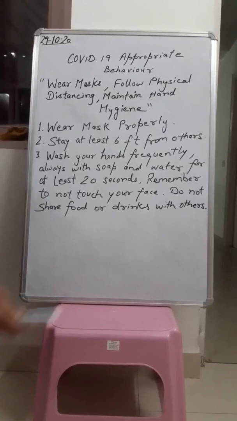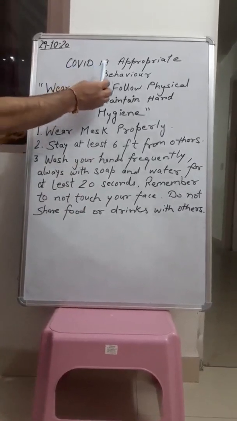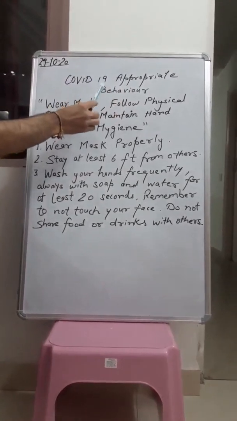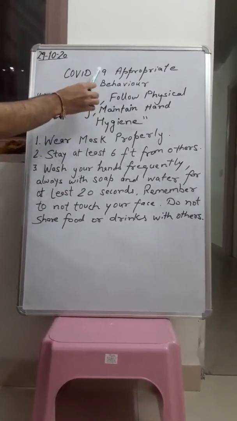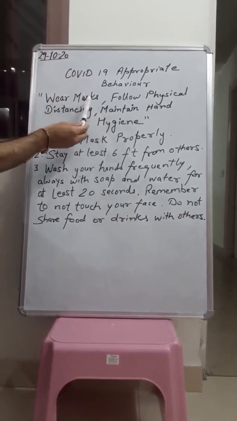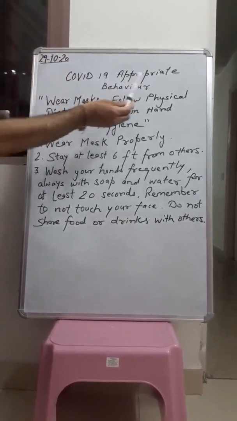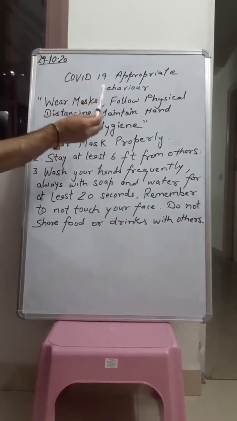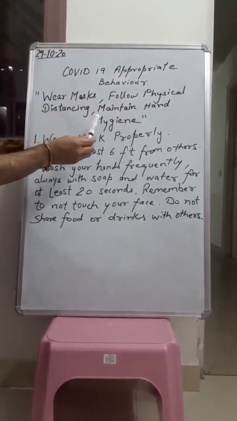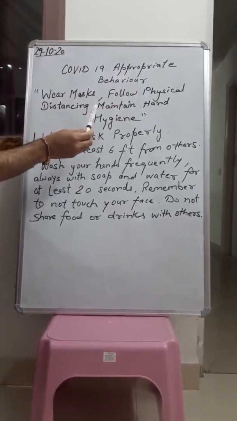So students, here are some COVID-19 appropriate behaviors. Here are some instructions regarding COVID-19. The instructions are: wear masks, follow physical distancing, maintain hand hygiene. You have to follow all these instructions.